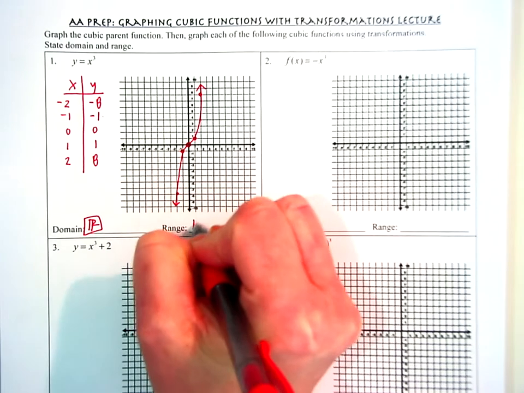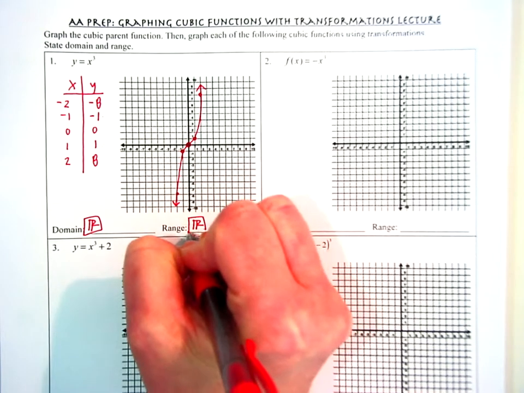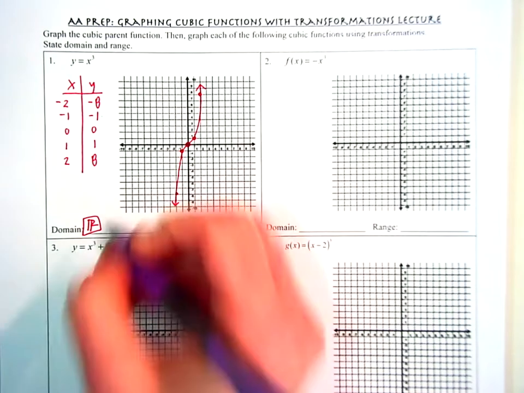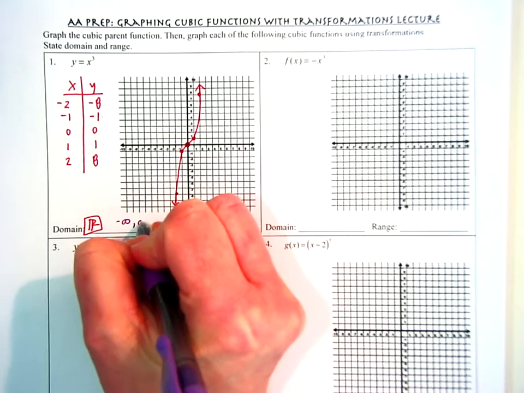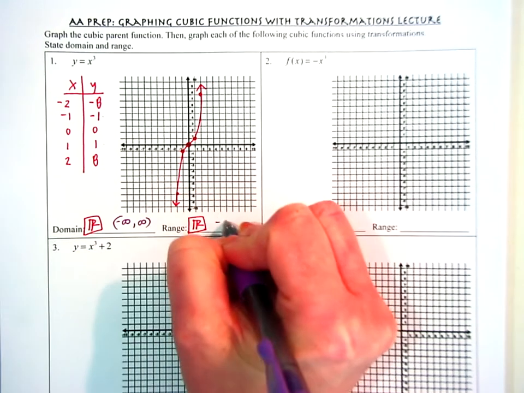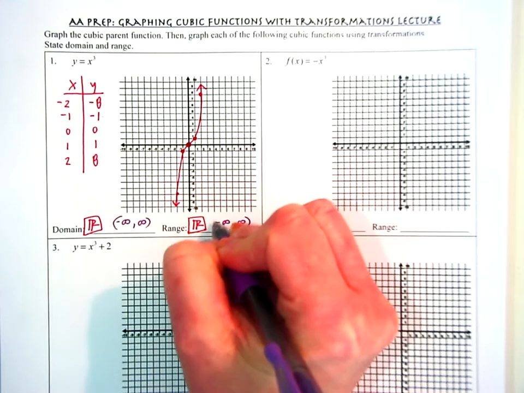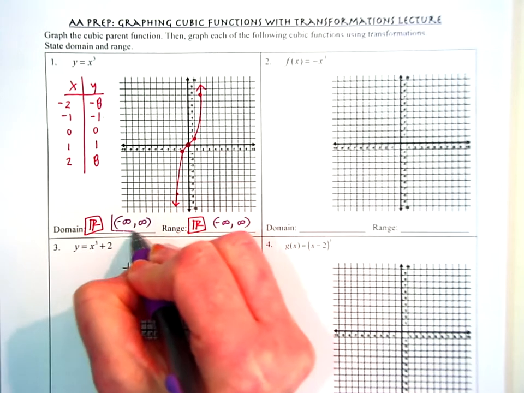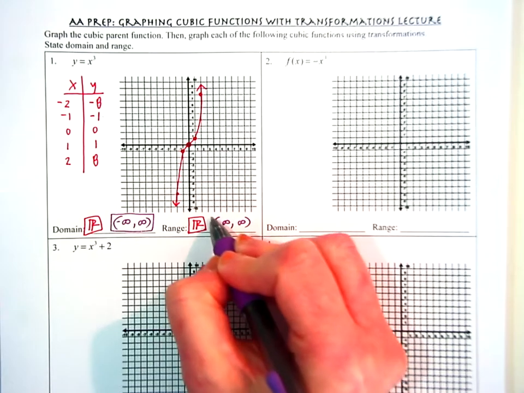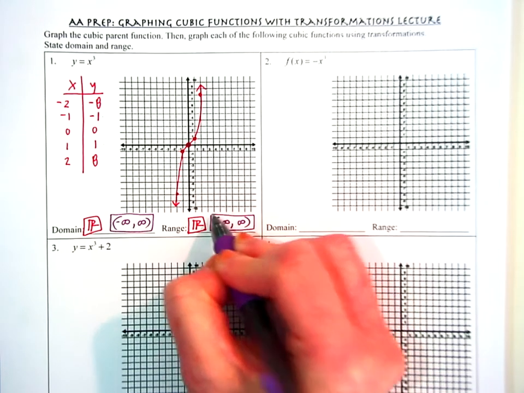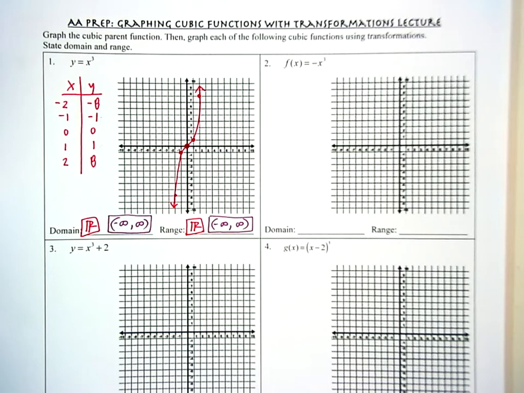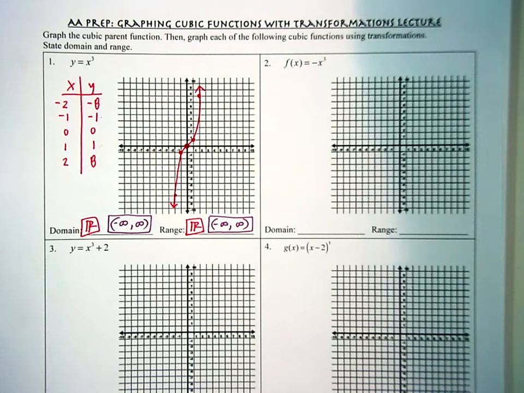If we prefer interval notation, that's great too. Negative to positive infinity. So again, this will be true for any cubic function. No matter what we do to manipulate it, to translate it, stretch it, compress it, flip it, all of the above, our domain and range are always the same thing.